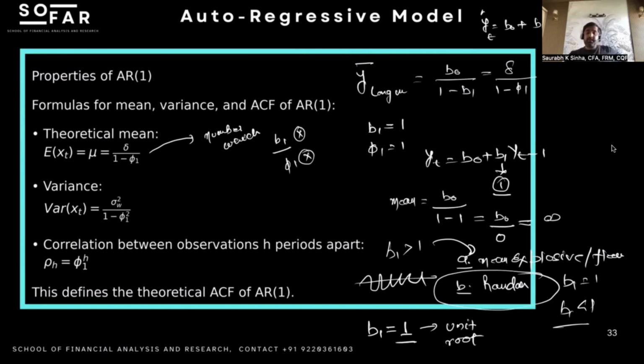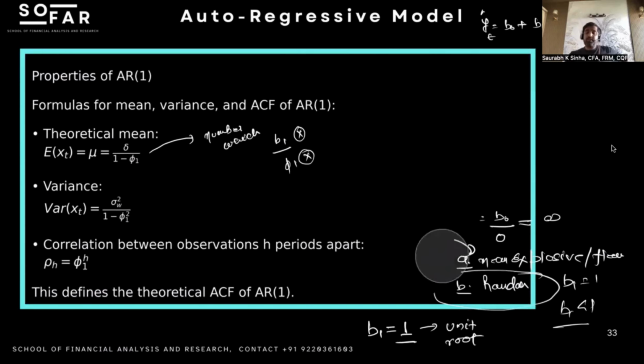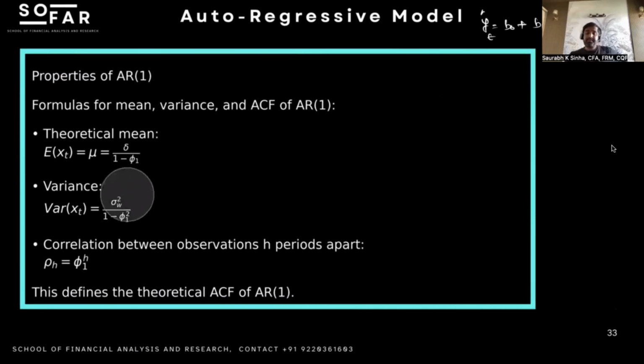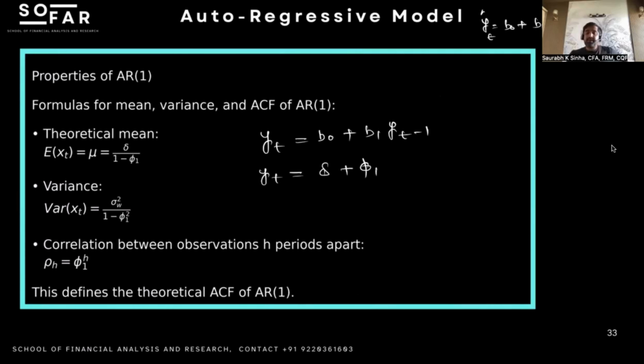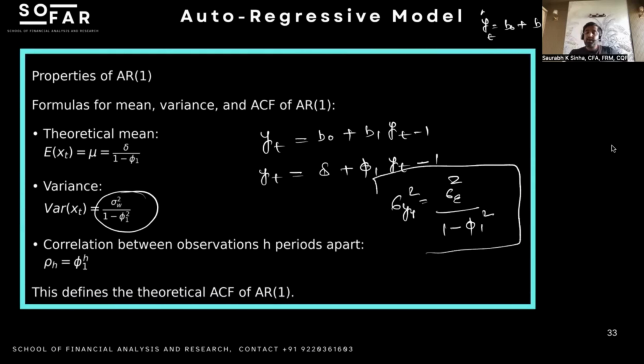But there are other concepts that we have to discuss. That is to prove the variance of yt, where the equation is beta naught plus b1 into yt minus 1, or if the equation is written as yt is equal to delta plus phi 1 into yt minus 1, the variance equation of yt is written as sigma square error term upon 1 minus phi 1 square. The question is, can you prove it?